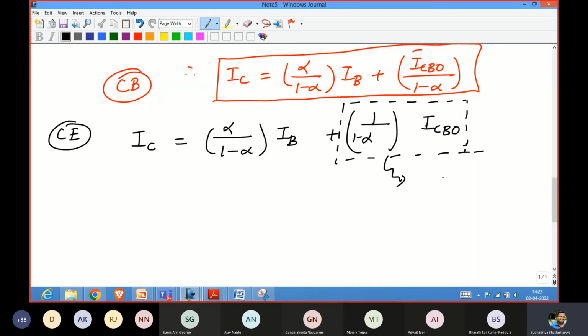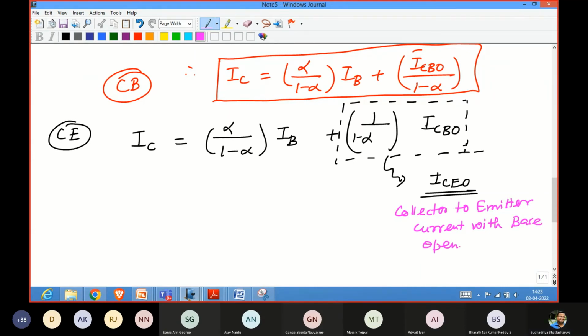This term eventually is called ICEO. Just like we had ICBO, we are replacing it with ICEO, which means collector to emitter current with base open. So this is replaced by ICEO. So what I can write is IC equals alpha by 1 minus alpha into IB plus ICEO.